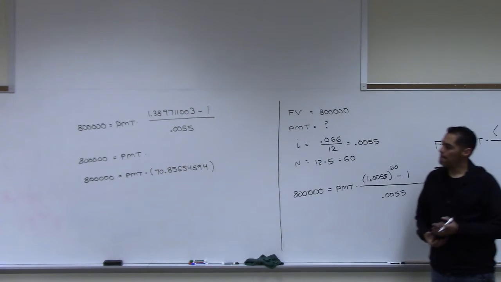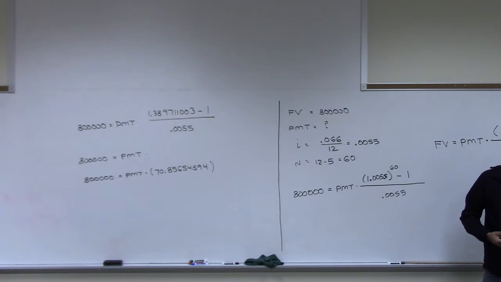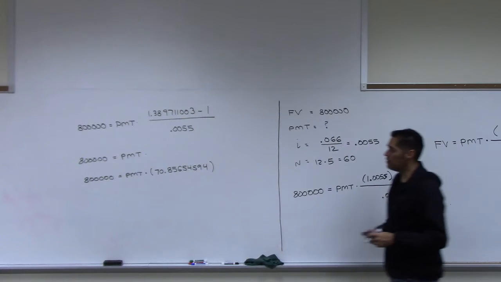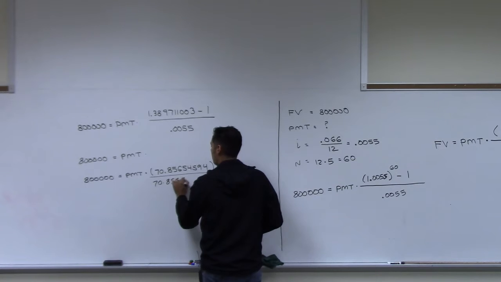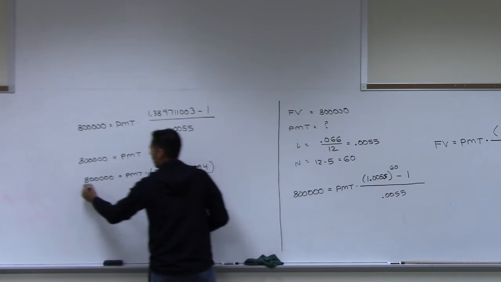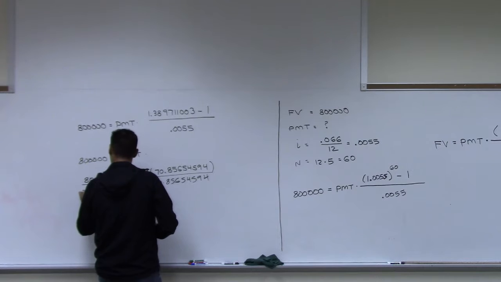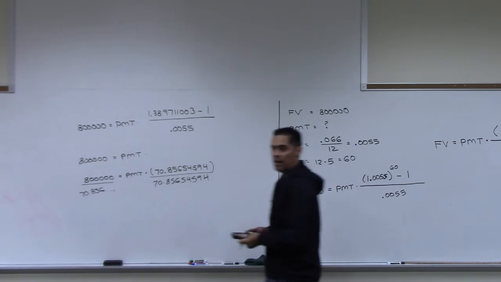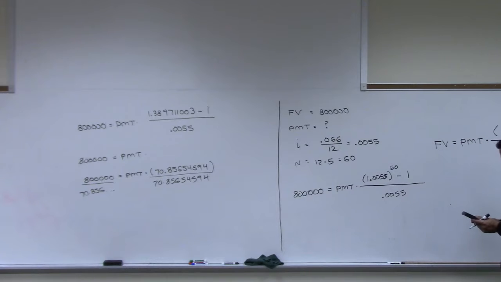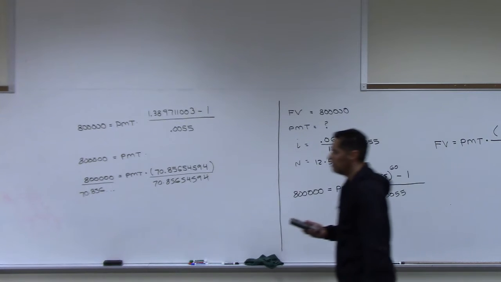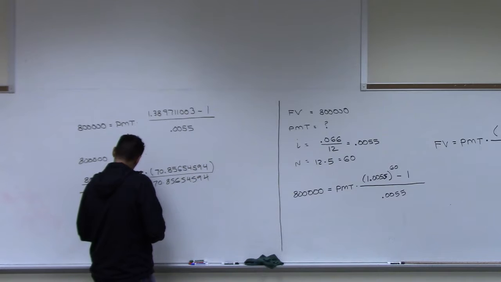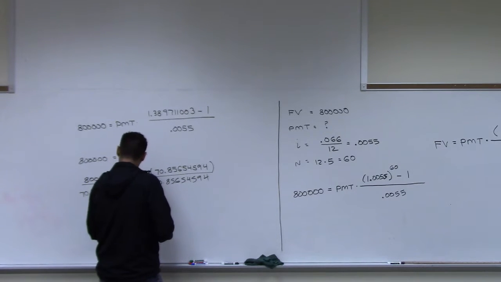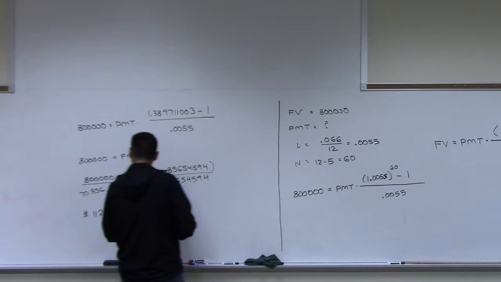Okay. We're trying to solve for payment, aren't we? So I'm going to divide this side of the equation by 70.856545594 and divide this side by the same thing. So go ahead and do that. And you should get about how much? 11,290? 42 I'm getting, but that's your payment.